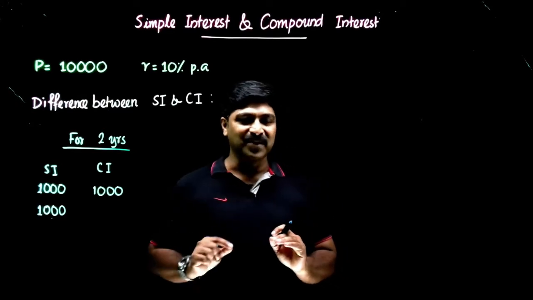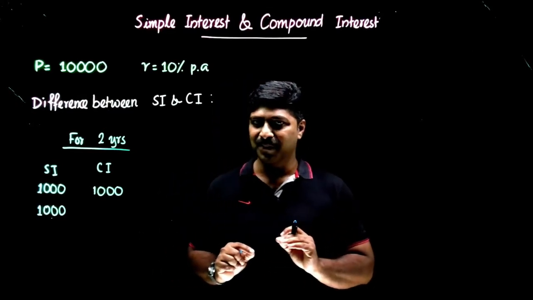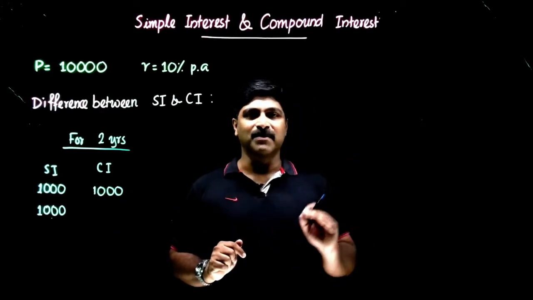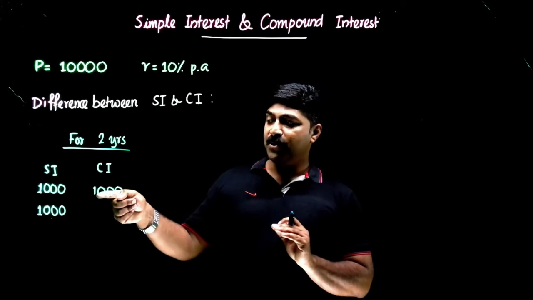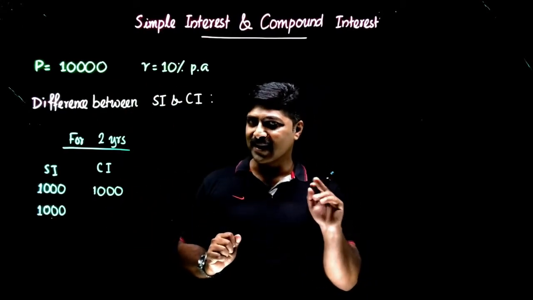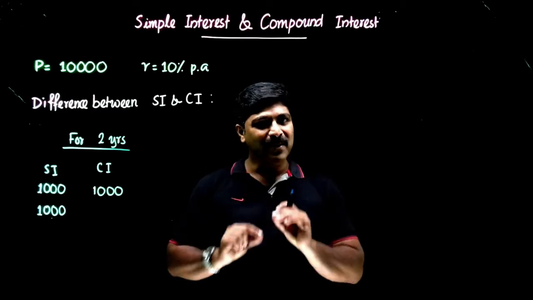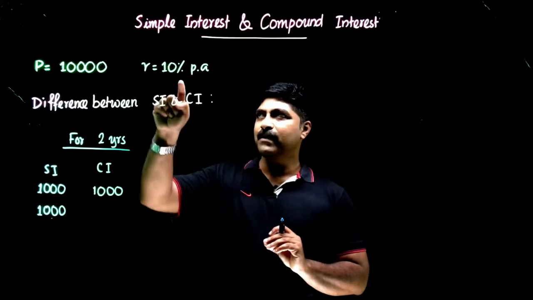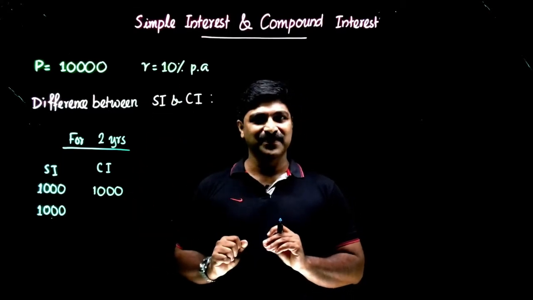There is a slight difference in the case of compound interest. What will happen if you need to find out the second year's compound interest? We got the first year's compound interest as per the given data, that is 1,000. For the second year, there is a simple trick that you have to apply. That is simply this 1,000 rupees plus 10% of 1,000.